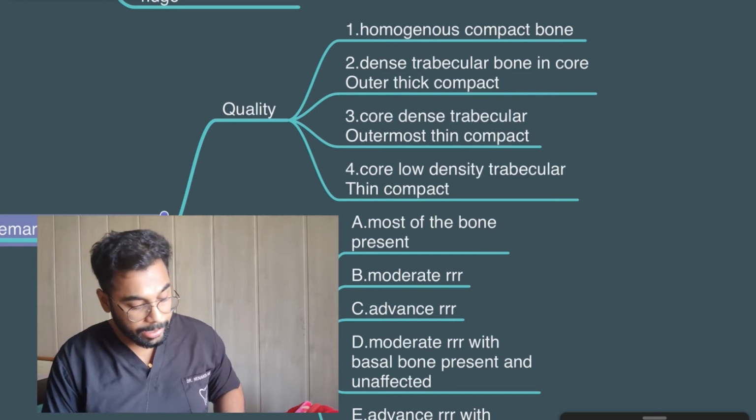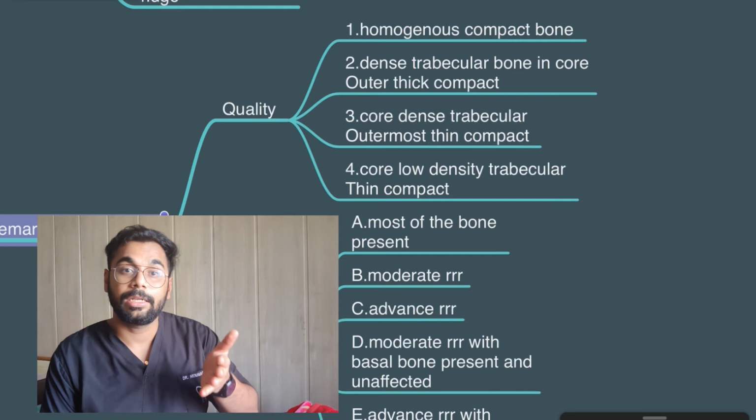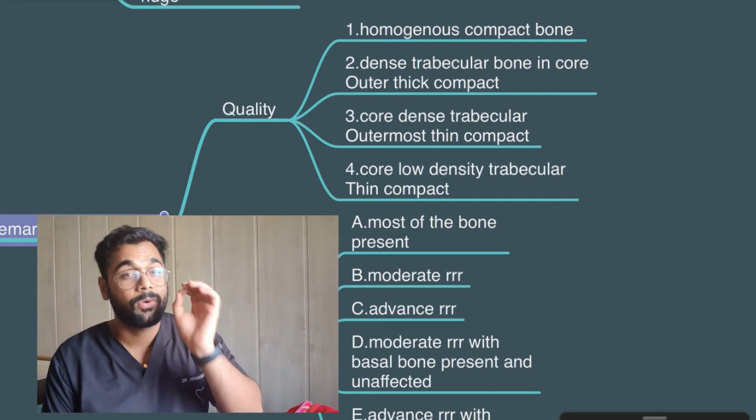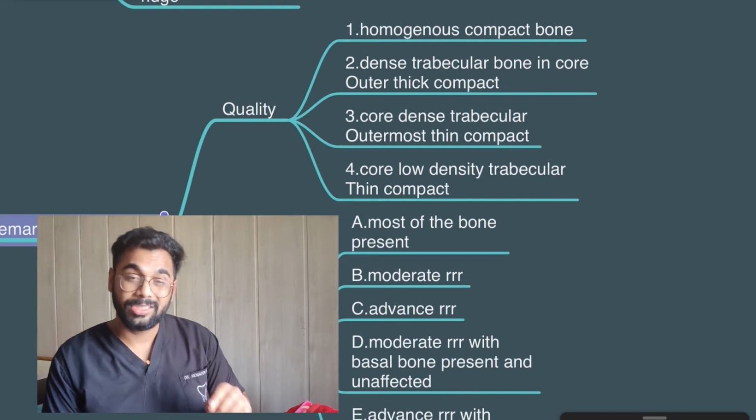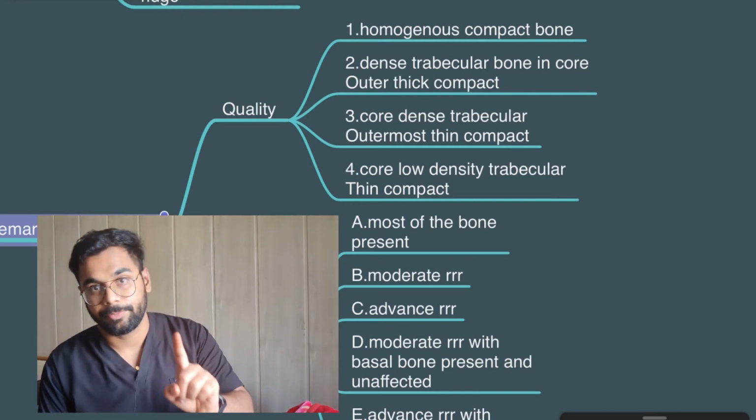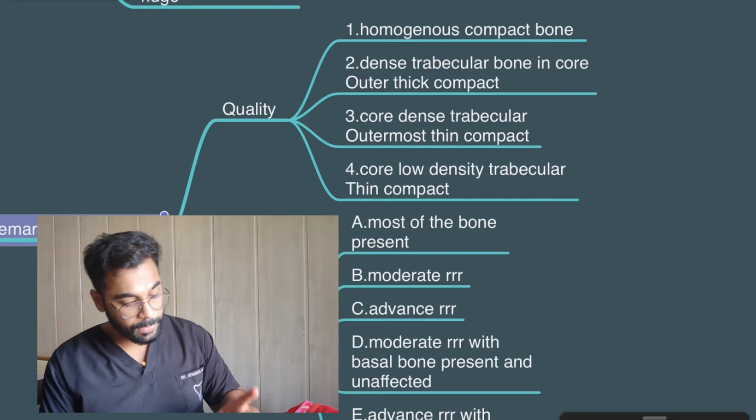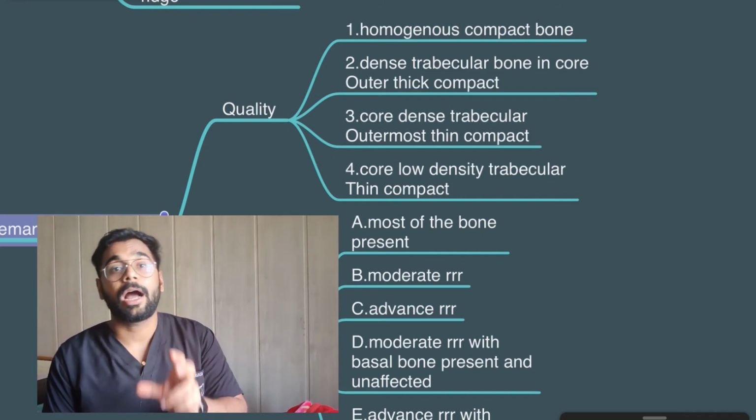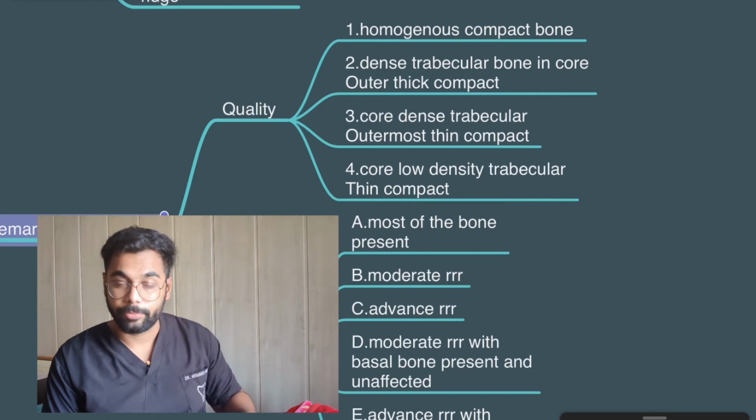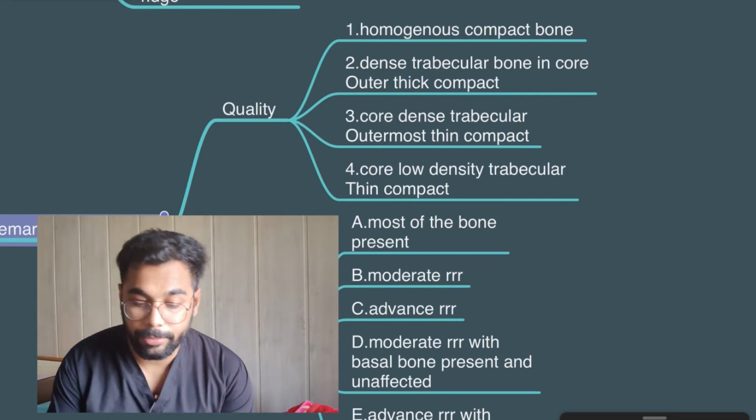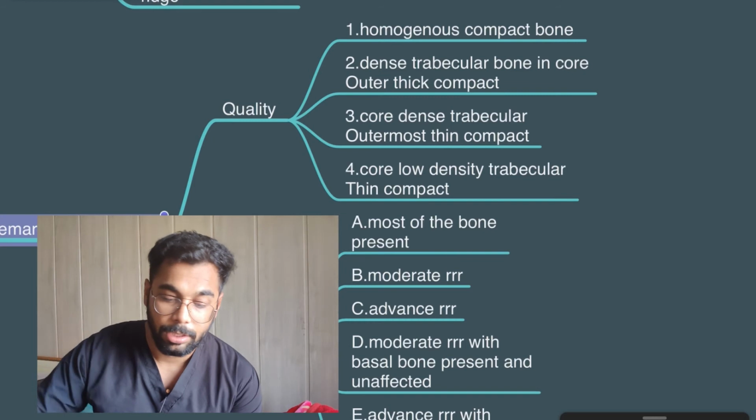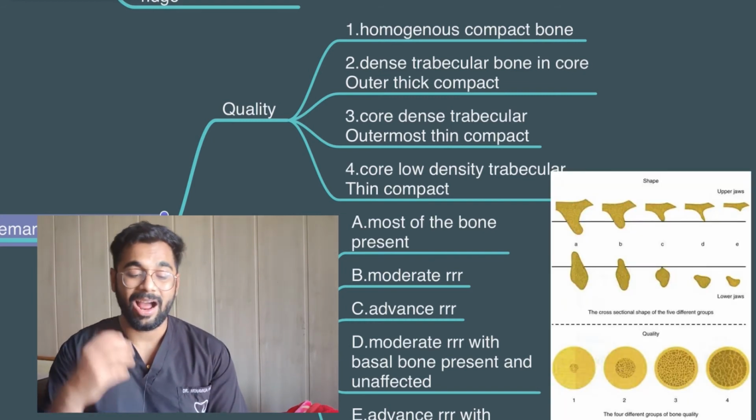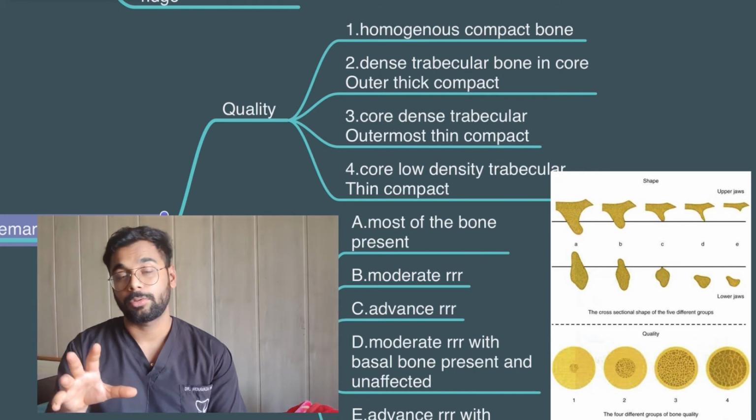So let's get into the classification according to Brånemark under the heading of quality. So homogeneous compact bone, classification number 1. Classification number 2, dense trabecular bone in the core and outer thick compact bone. Class 3, dense trabecular bone in the core and outer thin compact bone.